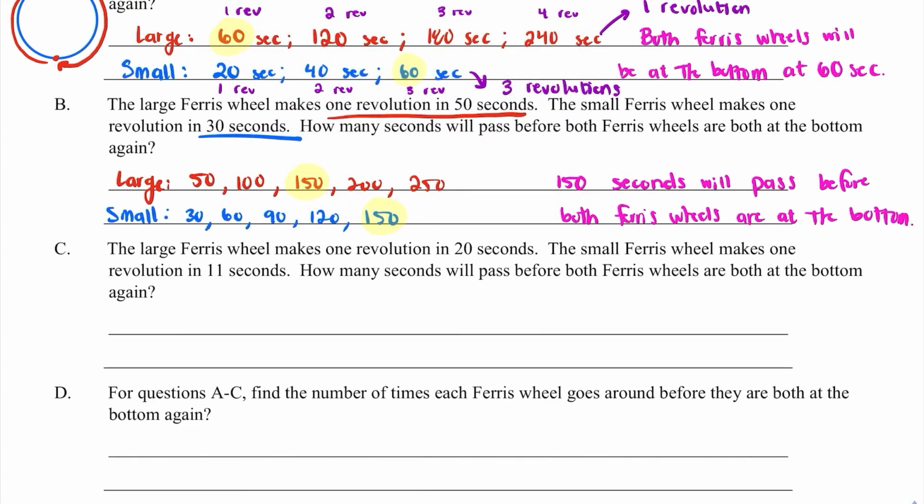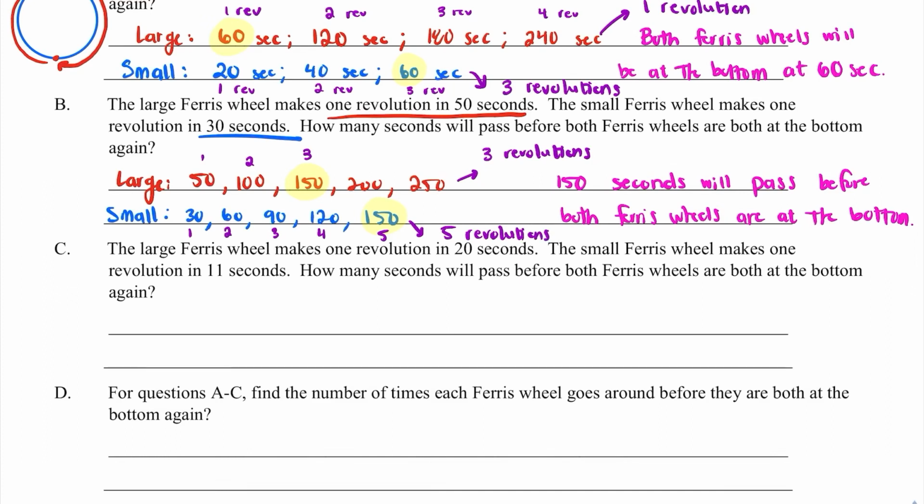Okay, now I want you guys to count the revolutions. How many revolutions did the large Ferris wheel make? How many revolutions did the small Ferris wheel make? Okay, so 50 seconds is 1 revolution, 100 seconds is 2, and then 150 is 3. So it looks like the large Ferris wheel did 3 revolutions. Okay, let's take a look at the small. How many revolutions did it take to get to 150? Well, that's 1, 2, 3, 4, and then 5 revolutions.